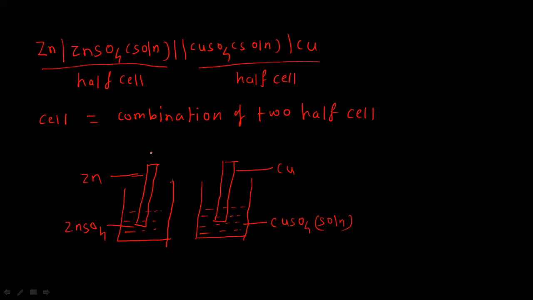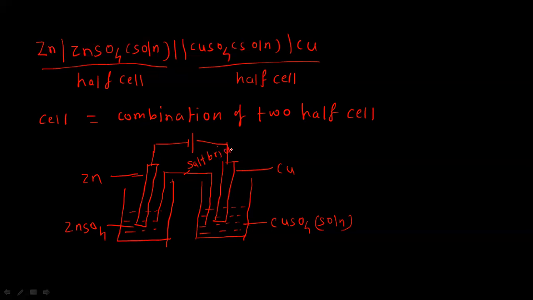Now these two electrodes are connected with an electronic conductor for the conduction of the electrons. So this is the electronic conductor. And these two beakers are connected by a salt bridge. This is a U-like tube. It is dipped in the solution of the two electrolytes. So this is called a salt bridge.